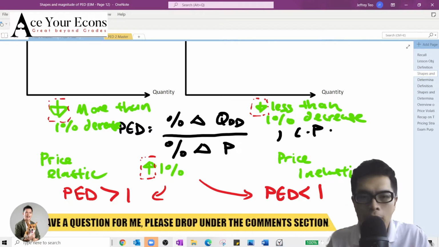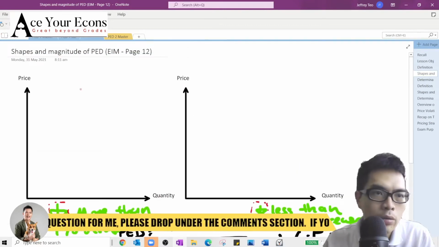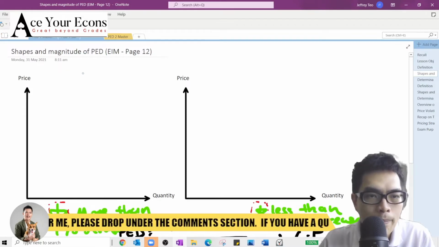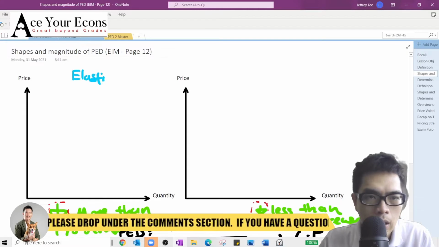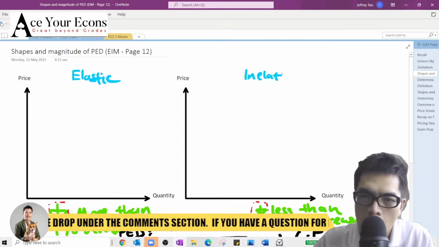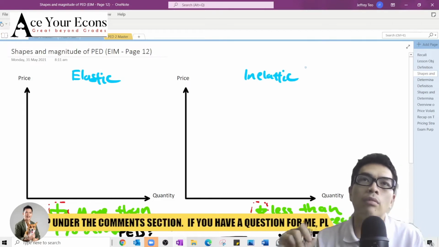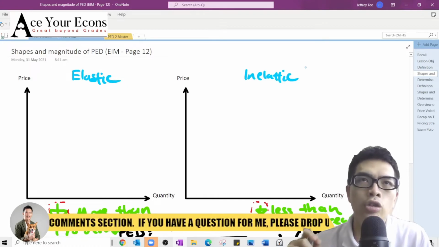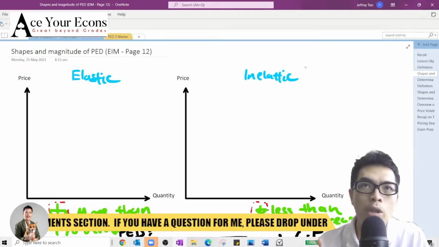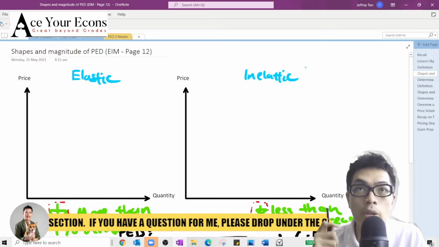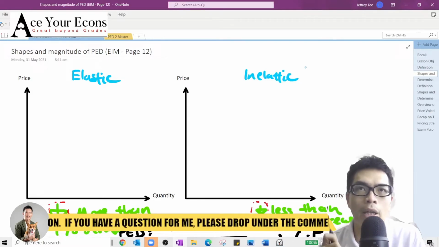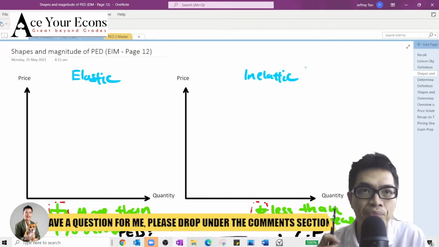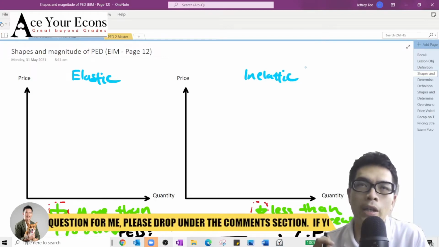From a diagram perspective, these are the two things that I want to sink into your heads. When you are supposed to illustrate that demand is price elastic or inelastic, I will be asking you about the shape in the future. When I ask you the shape, I'm asking about the slope of your demand curve. We know that the demand curve is downward sloping. Today our focus is on the slope and the gradient of the demand curve. We are not concerned about shifting of the demand curve. Is everyone clear?